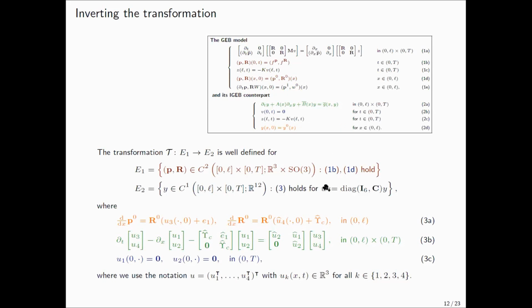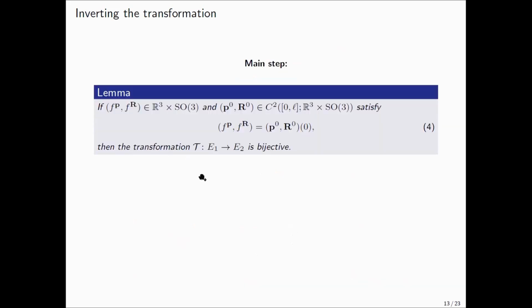So here U is almost the same as Y. It's multiplied by this block diagonal matrix. In fact, U is made of the velocities for the first 6 components and the strains rather than the internal forces and moments for the last 6 components. And what we want to show with these two spaces is that the transformation T is in fact bijective in these spaces, if we also take some compatibility condition between the initial and boundary data.